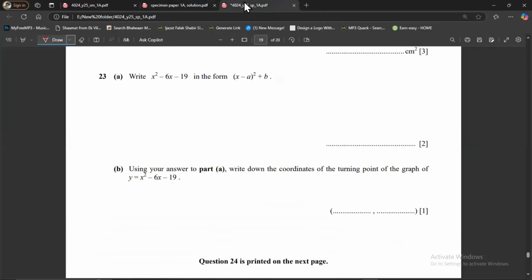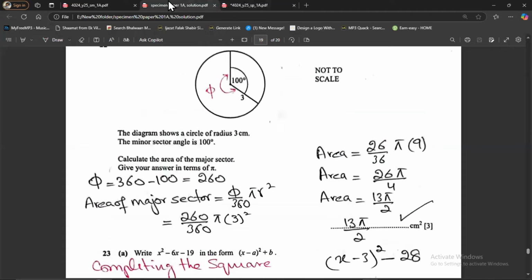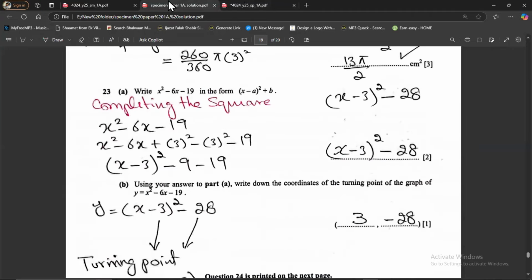Then we have question number 23 that says write x squared minus 6x minus 19 in the form of (x minus a) whole squared plus b. So you have to apply the completing the square method. You divide the 6x by 2x, whatever number comes, you add and subtract its square in this expression. So for x squared minus 6x minus 19, in your rough work, divide the 6x by 2x. You get 3. So add the 3 squared here, subtract the 3 squared here.